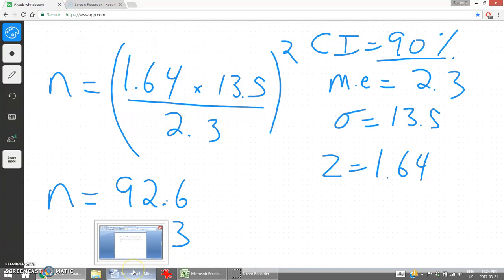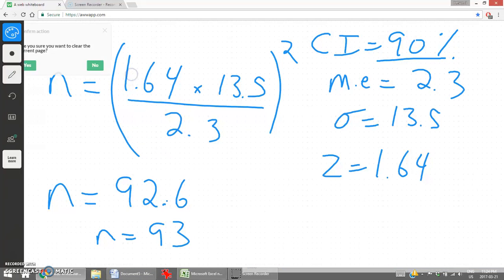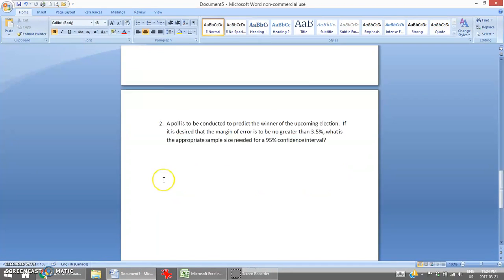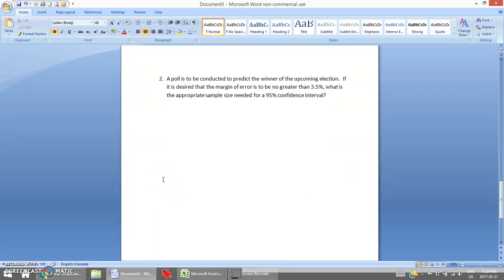The second type of question that we can do with this, second example, involves trying to determine the appropriate sample size based on a different set of data, different type. So a poll is to be conducted to predict the winner of the upcoming election. If it is desired that the margin of error is to be no greater than 3.5%, what is the appropriate sample size needed for a 95% confidence interval?